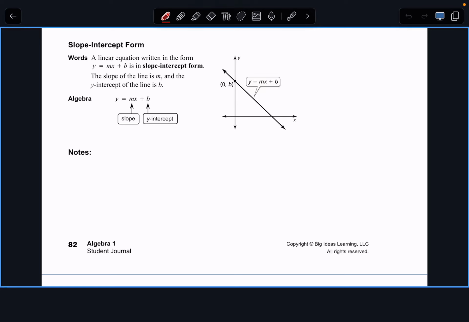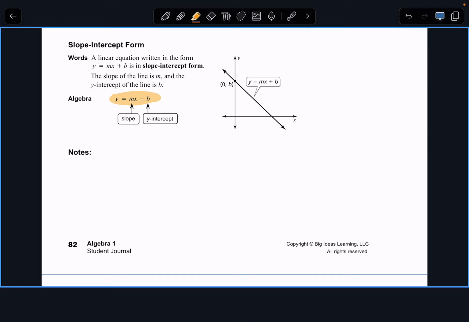Okay. So on page 82, we are talking about graphing lines in what we call slope-intercept form. Slope-intercept form. Okay. So you've seen me write this before. Y equals mx plus b.